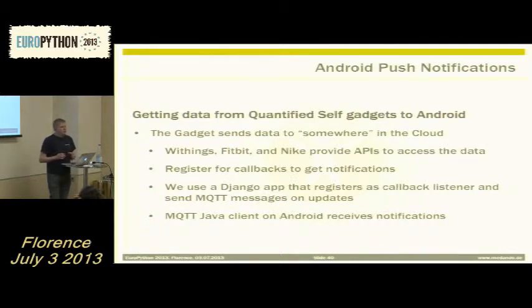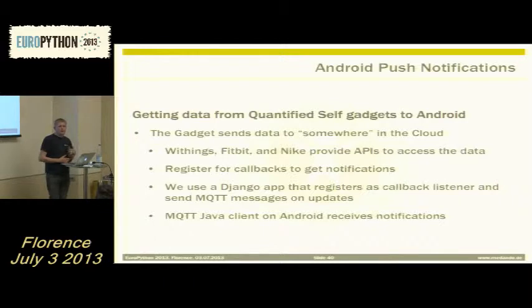There's another reason for that, because we want to build an infrastructure based on MQTT for sending around quantified self values, not only to Android or iOS devices, but also to other servers and so on. That's the broader picture. But the basic principle for implementing Android push notifications, especially for quantified self queries, is that the gadget, like the Fitbit or Nike, sends the measurements to the cloud servers of the manufacturer, Nike or Fitbit and so on.